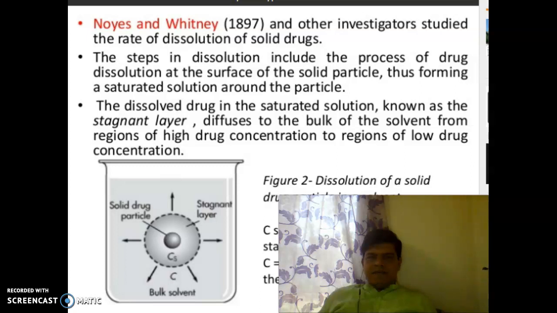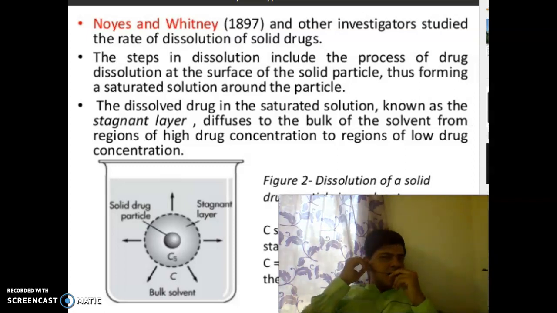Hello friends, today we are going to discuss the Noyes-Whitney equation. So, what are the different applications of the Noyes-Whitney equation that we are going to discuss?